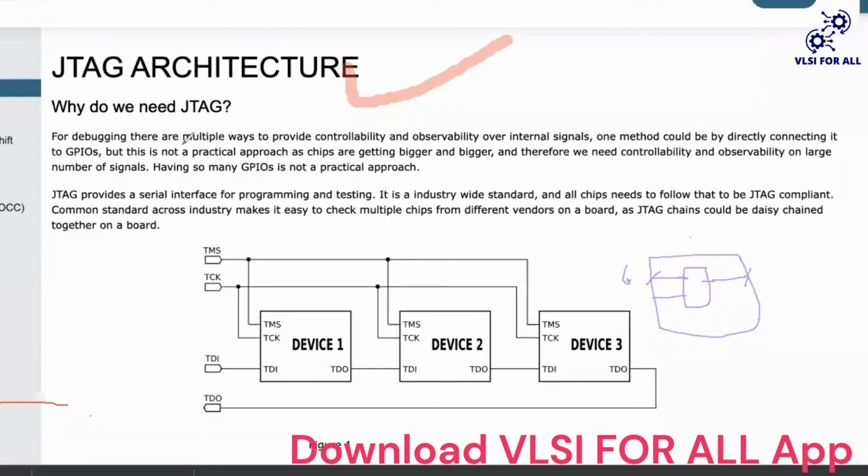So what JTAG actually provides is a serial interface which can be used for testing. In the serial fashion, we can control using a small number of GPIOs, and there will not be a need for millions or billions of GPIOs in the chip. And one more thing that JTAG provides us is, suppose in an SOC we have two or three different IPs from different vendors, and we need to check each of them, then there has to be a certain standard which all of these chips have to follow, right?